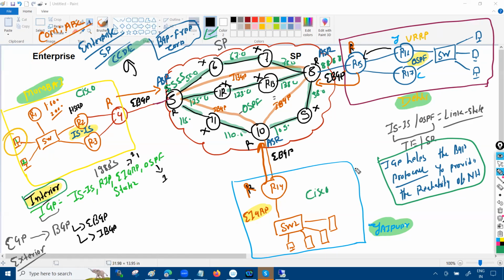It's like a phone and a SIM card. Your phone is BGP, and your SIM card is your IGP protocol. Both are required. If your SIM card is not there, you cannot make a call. Same thing with next hop reachability. IGP is like a SIM card. IGP must be there to make the BGP next hop reachable. This is all about the fundamentals of the service provider: what should run, what should not run.